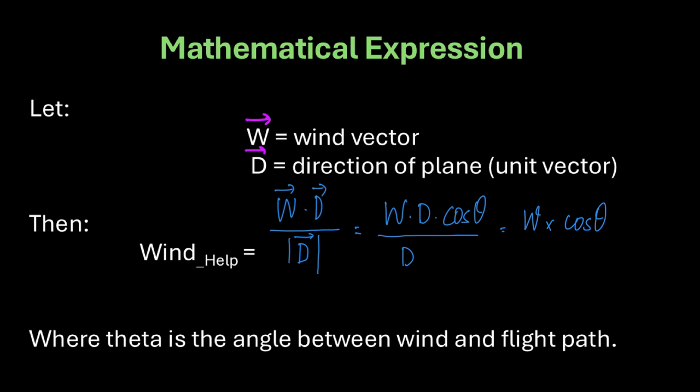Now, when wind help is equal to W cos theta, theta plays a very important role between the effect of wind and the actual path of the aircraft. What is theta? Let me just make sure that you get the concept clear. So this is the wind, and this is the path of the aircraft, and this angle here is theta. Okay?